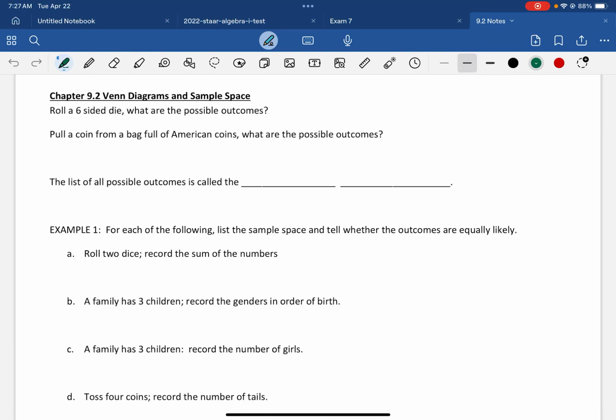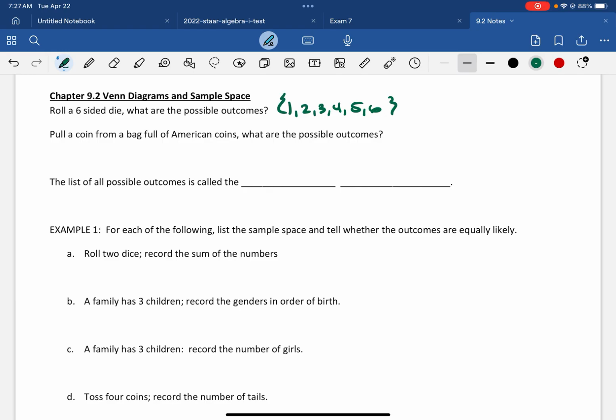All right, let's talk about 9-2. First question says, roll a six-sided die. What are the possible outcomes? Well, 1, 2, 3, 4, 5, 6.